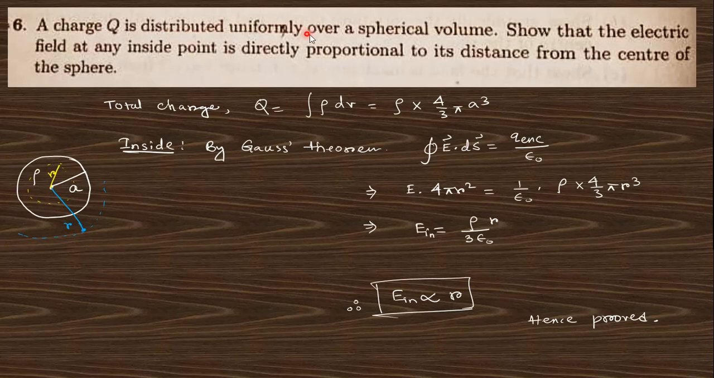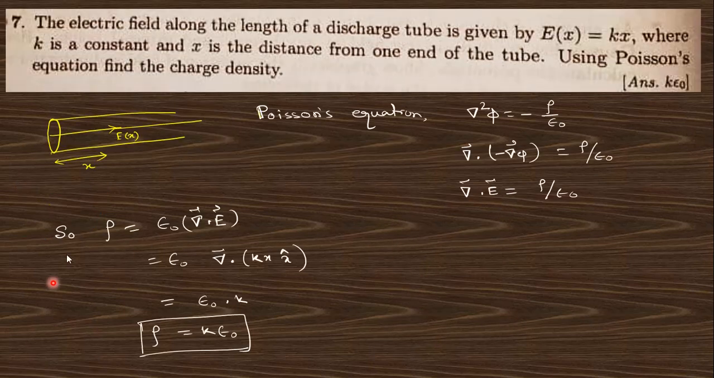A charge q is distributed uniformly over a spherical volume. And in a spherical volume, this charge is distributed so that the electric field at any inside point is directly proportional to the distance from the center of this sphere. So the total charge will be this rho into 4 third pi a cube, and using the Gauss theorem, you will get the inside electric field into 4 pi r square, the surface area, and the charge equals to rho into volume. So you will get E is proportional to r. You need to prove that. Go to the next one.